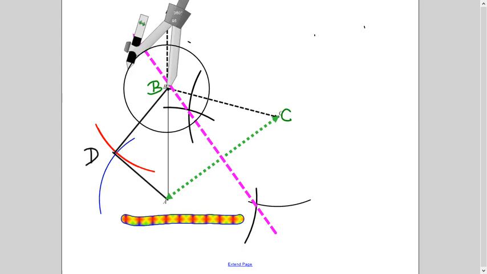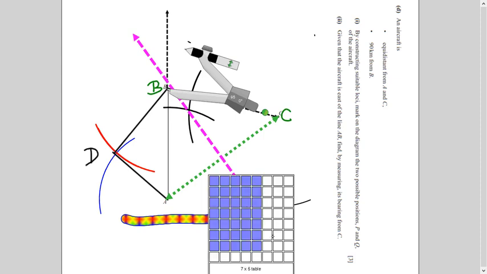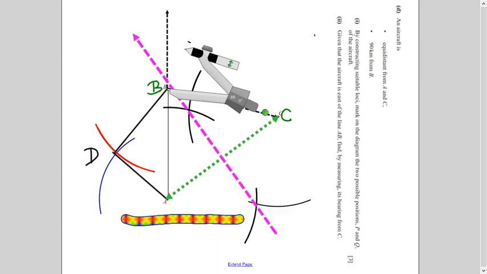So after drawing a circle, now the question was saying, the question is here. Just a minute, I have put it in this position so that I can read it. Sorry. It is saying by constructing suitable loci, mark on the diagram two possible positions P and Q.